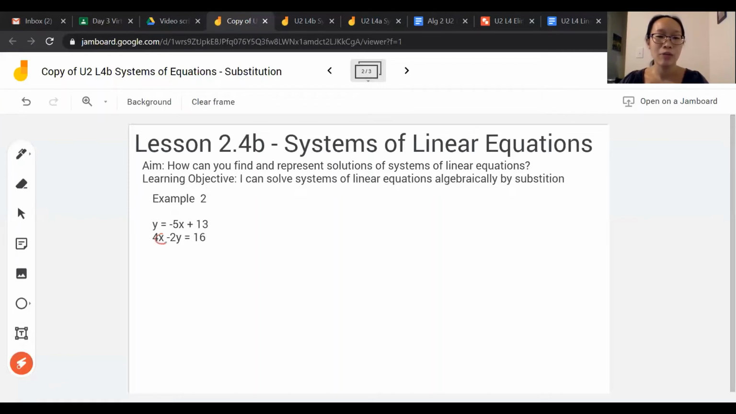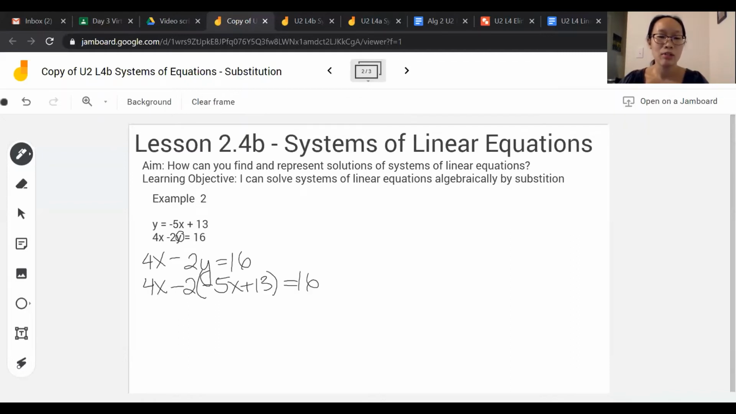I notice that I'm working with the same variables, x's and y's, and also the first one just straight up told me what y is. So that means that in place of the y in the other equation, I can just substitute the value, which is negative 5x plus 13. So I can rewrite this as 4x minus 2 times negative 5x plus 13. I can use the distributive property.